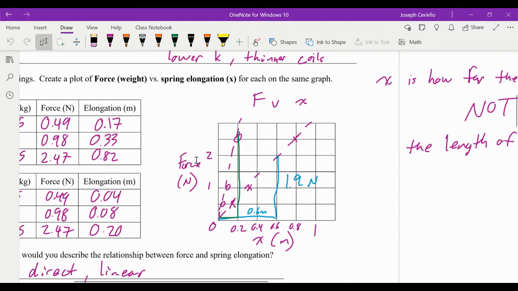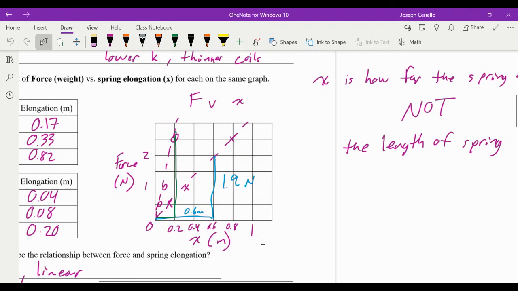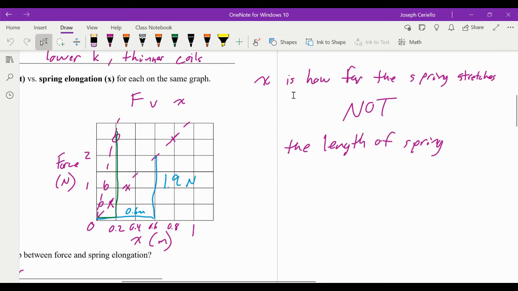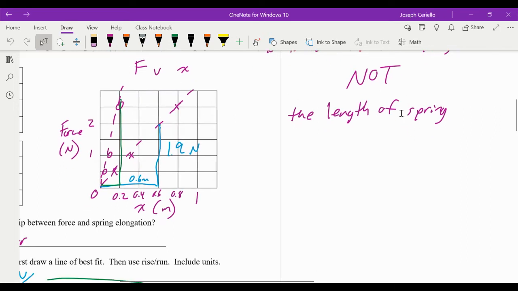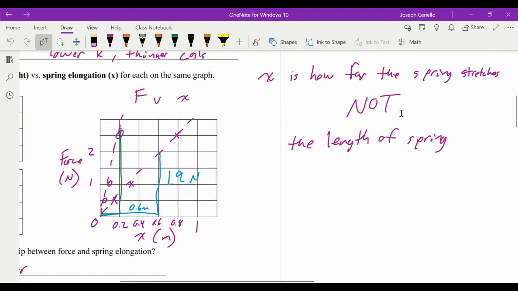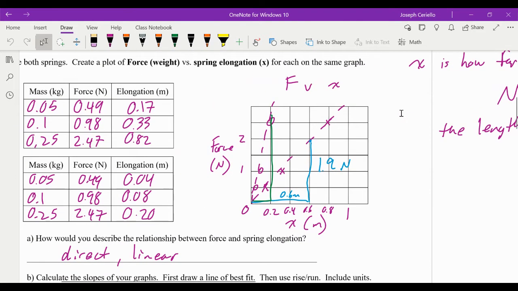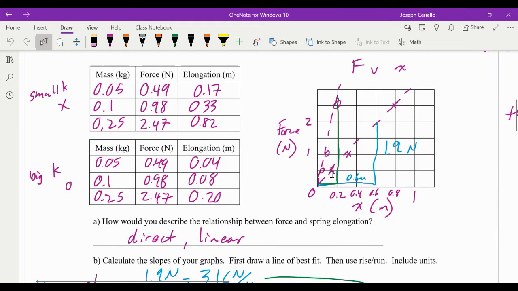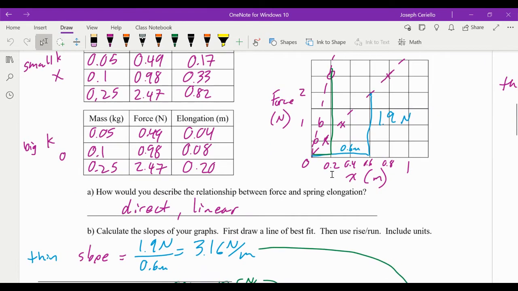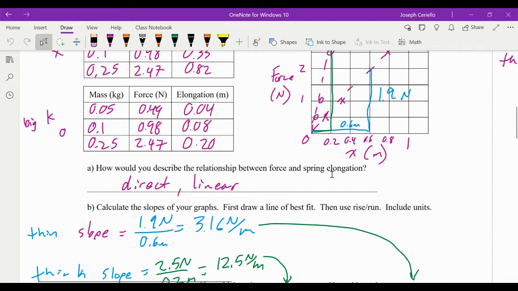Then we plotted force versus elongation. Again, x is how far the spring stretches, not the length of the spring. Okay, it's just how far it's stretched. So we plotted these two data sets. We noticed that the slopes are quite different. But regardless, you should see that there was a linear, direct relationship.